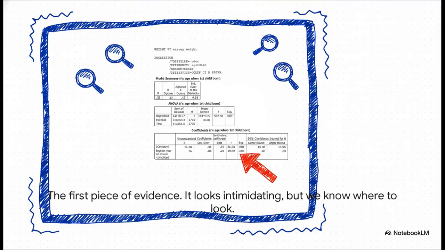Okay, here it is, our first piece of evidence, the raw output from the stats software. And I know, it looks intimidating. It's just a wall of numbers, but don't worry about it. Now that we know the blueprint, y equals a plus b times x, we can ignore almost all of this and just zoom in on the few numbers that actually tell the story.